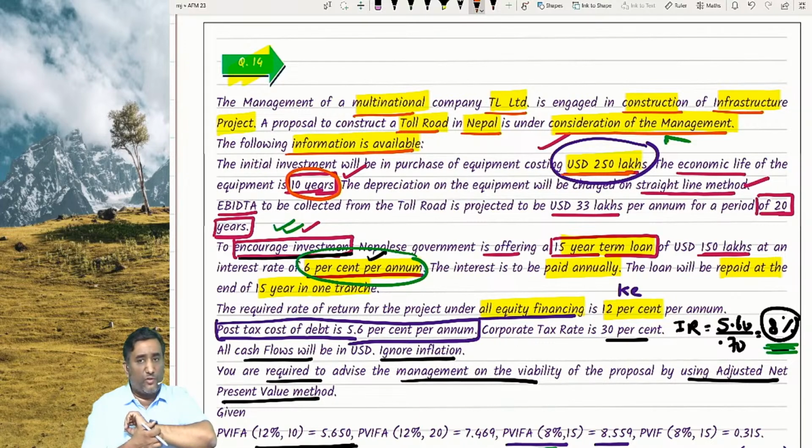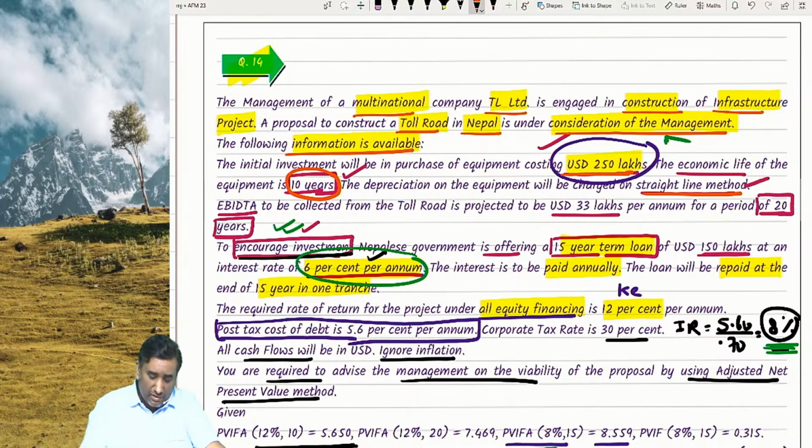That means depreciation would be for how many years? 10 years generally, if you apply the accounting principles. The depreciation on the equipment will be charged on the straight line method. So 250 divided by 10, something would come. EBITDA, earnings before interest, depreciation, tax, and amortization. Even I forget when I read that term. Practically we use EBITDA.